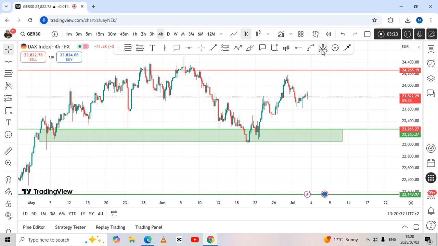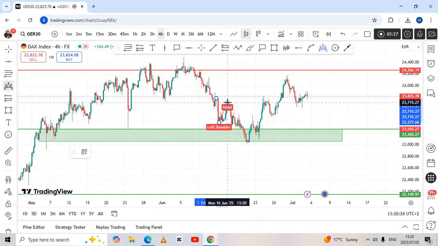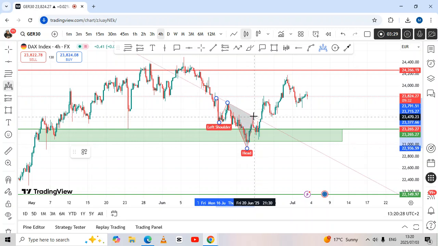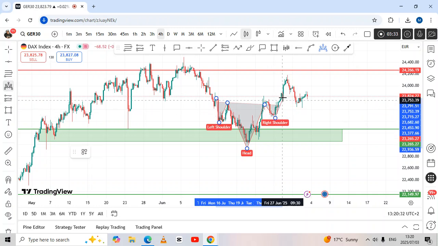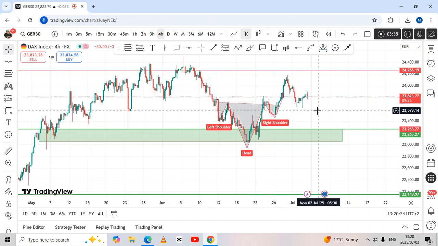I see an inverse head and shoulders. Okay, inverse head and shoulders. I don't know if you all can see it, but well, I see it. This is an inverse head and shoulders. Inverse head and shoulders is a bullish pattern that signifies that price will be moving, sooner or in the long term, to the upside. So this is a bullish pattern, guys.